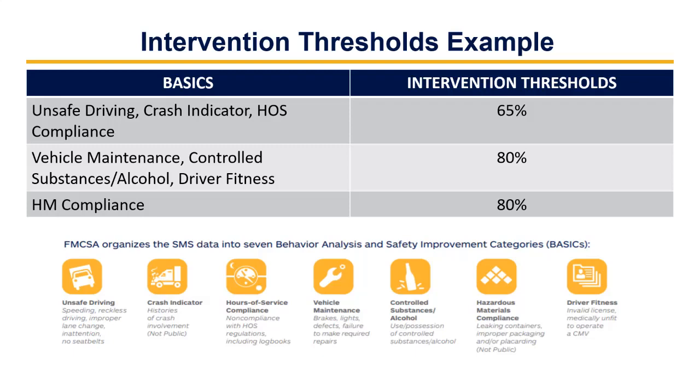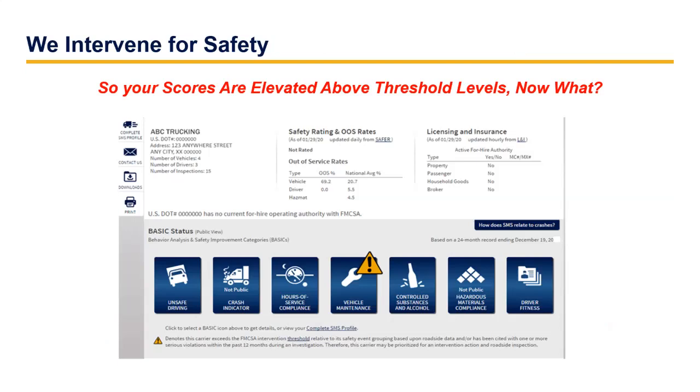The basics are listed on the left side of your screen, and the intervention thresholds on the right side of your screen. Now, those thresholds are not your goal. Your goal should be 0 or as close to 0 as you can get. But I want to point out that when you receive a percentile that is equal to or above that intervention threshold, you are likely to be the subject of an FMCSA intervention. And Tim's going to pick up and talk a little bit more about what those interventions might be. Tim?